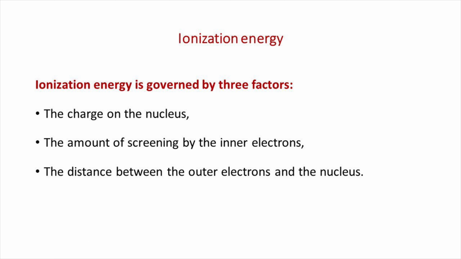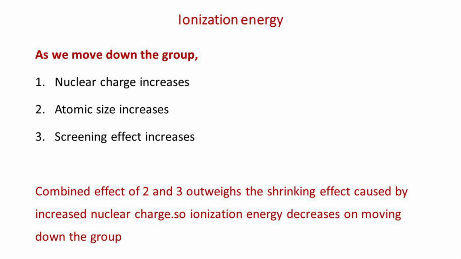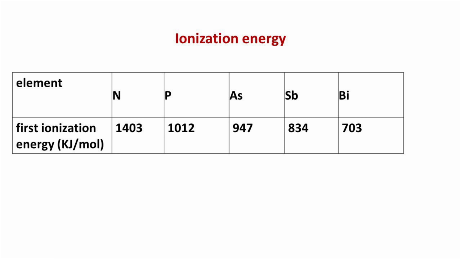As we move down the group, nuclear charge increases, atomic size increases, and the screening effect increases. The combined effect of increase in atomic size and screening effect outweighs the shrinking effect caused by increased nuclear charge. So, ionization energy decreases on moving down the group. That is, the ionization energy decreases down the group due to gradual increase in atomic size.